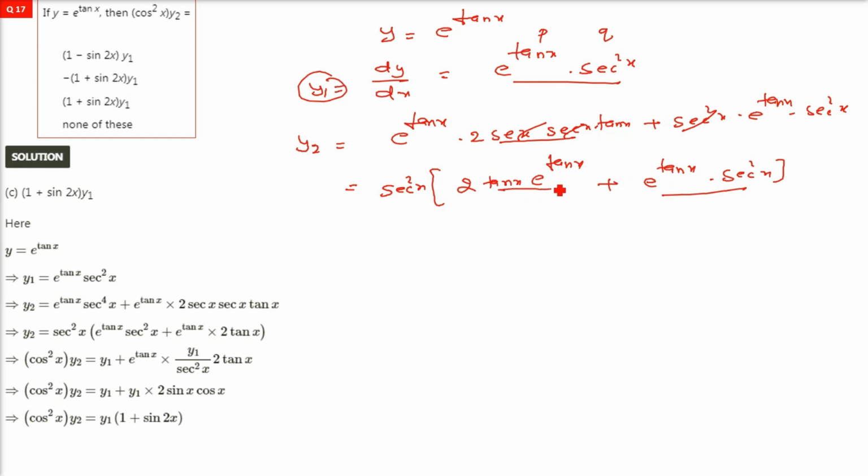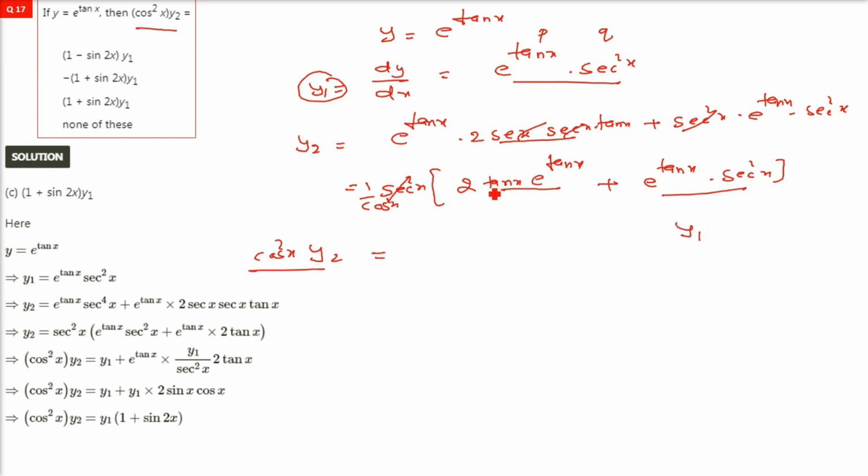Okay, and this e raised tan x into tan x, so we can just change this also, the first term also. I'll just show you. Whatever is required, this sec square x will go to cos square x when we transfer it on the left hand side. Because sec square x is essentially 1 by cos square x, and we cross multiply, it is going to be cos square x by 2. This is going to be this plus e tan x into sec square x, which was already y1, as I showed you that we are going to reuse it.